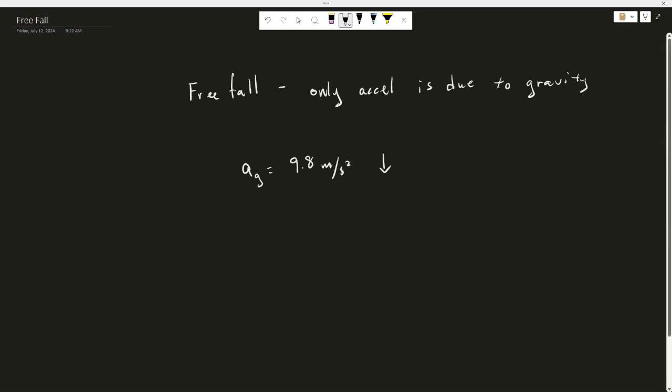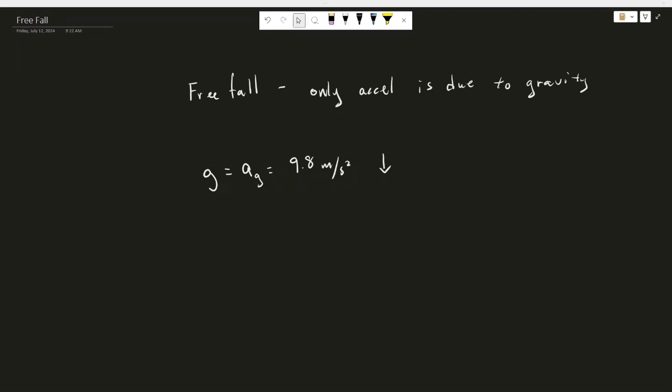This means that in the y direction, this could be negative if we define our up as positive. We'll often shorten this a sub g with simply just g. So g equals 9.8 meters per second squared down.